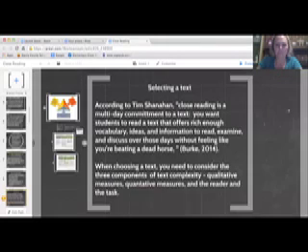Selecting a text. According to Tim Shanahan, close reading is a multi-day commitment to a text. You want students to read a text that offers rich enough vocabulary, ideas, and information to read, examine, and discuss over those days without feeling like you're beating a dead horse. When choosing a text, you need to consider the three components of text complexity: qualitative measures, quantitative measures, and the reader and the task.